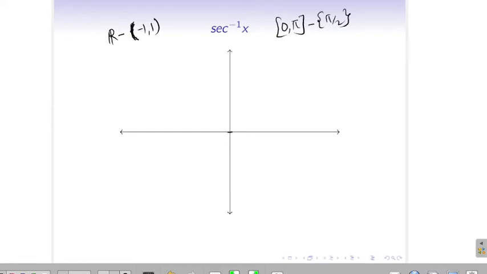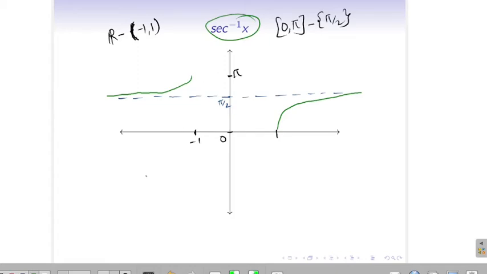So it will be something like 0 to pi, and for minus 1 to 1 we remove this area. There will be an asymptotic line at pi by 2. This is not included in the range. So there will be an asymptotic line here, and the graph of sec inverse x will be like this. It starts from minus 1 and goes like this, and it starts from 1 and goes like this. So the green color is showing the graph of sec inverse x.